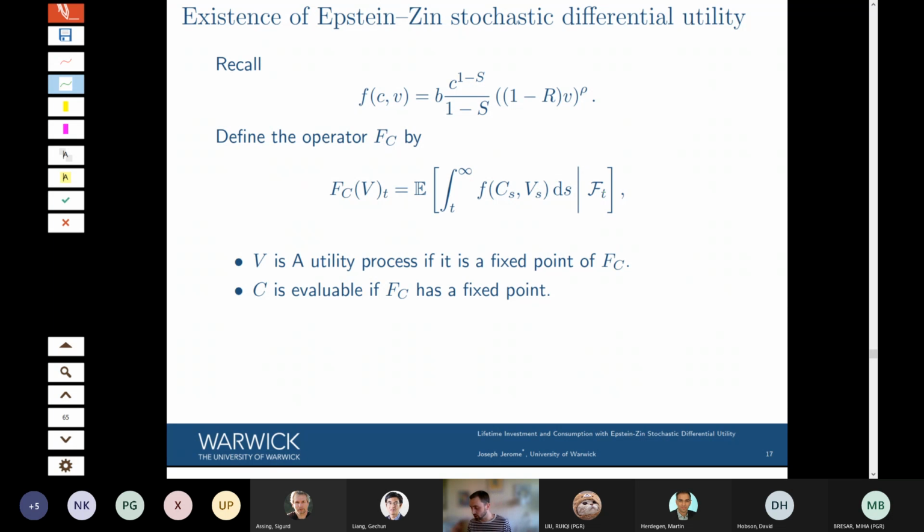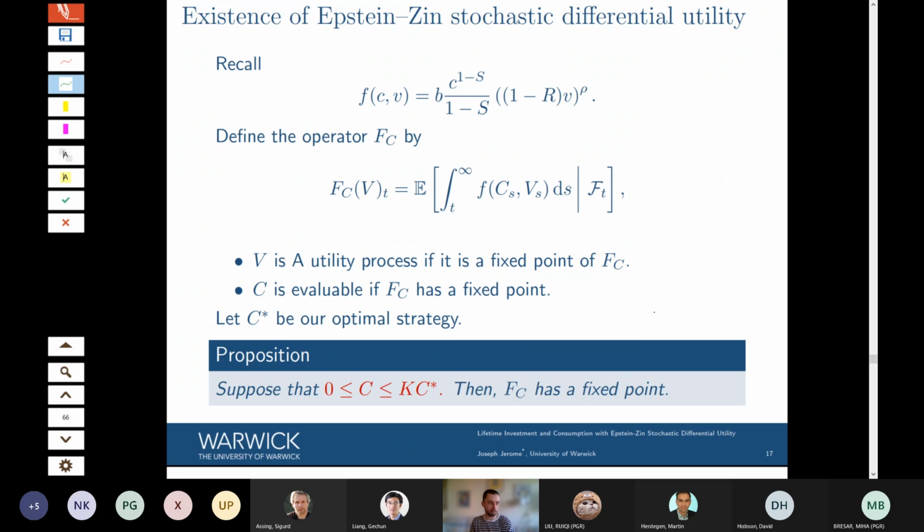And we actually show the following existence result, where we actually show something a bit stronger, but this will do for our purposes. So if C star is our optimal strategy, so it looks something like a geometric Brownian motion, and if C is bounded above by some constant times our optimal strategy, then FC has a fixed point, and consequently we can assign a utility to C.